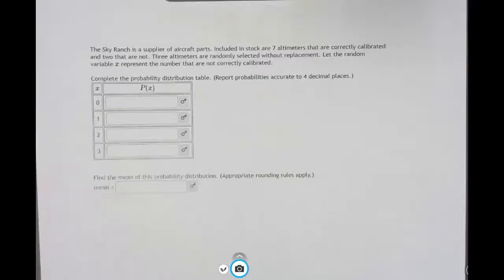We have a problem. The Sky Ranch is a supplier of aircraft parts. Included in stock are 7 altimeters that are correctly calibrated and 2 that are not. 3 altimeters are randomly selected without replacement. Let the random variable x represent the number that are not correctly calibrated. So that's important.